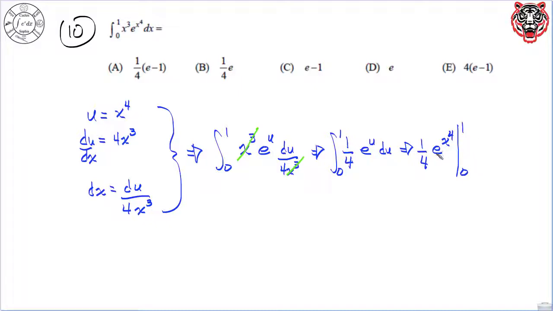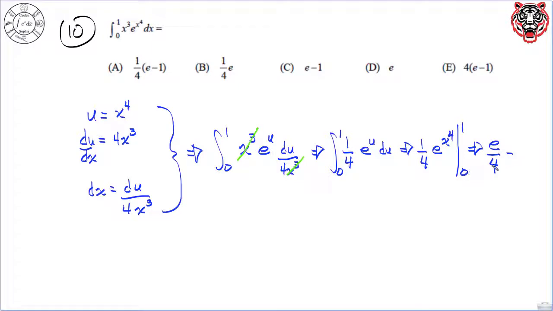So always be careful with e. When you sub in 0, the answer is not 0. You'll probably get a 1 or something. So just be wary of that when we do this. When I plug in 1, 1 to the power of 4 is 1, e to the power of 1 is e, e times 1/4 is 1/4 e. So I have e over 4, 1/4 e, same thing.